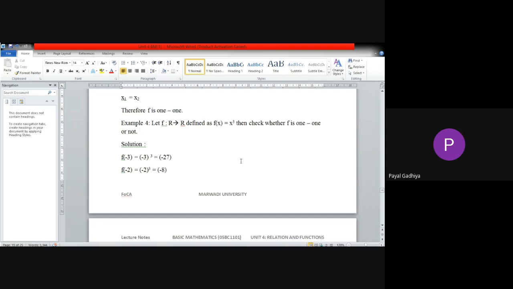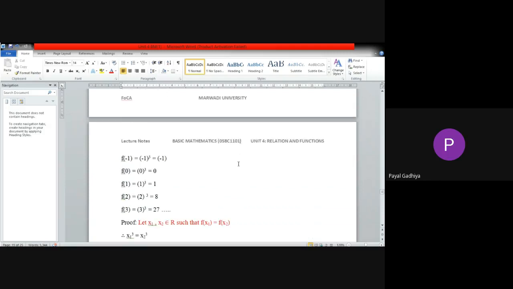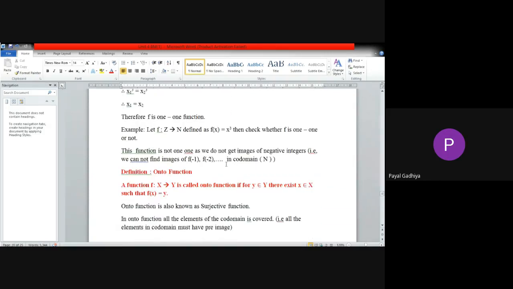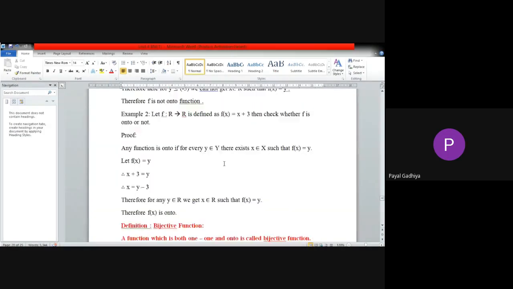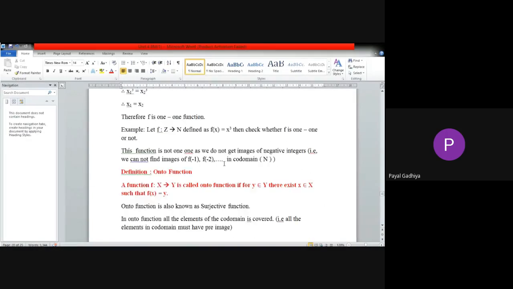Yes, ma'am. Okay, let us see the last topic for today's session, which is called onto function. Onto function means a function f from X to Y is called onto if for every y belonging to Y, there exists x belonging to X such that f(x) equals y. That means if I have a function from X to Y, then I can take any y from here and I should get an x in here, so that I can say the function is onto.